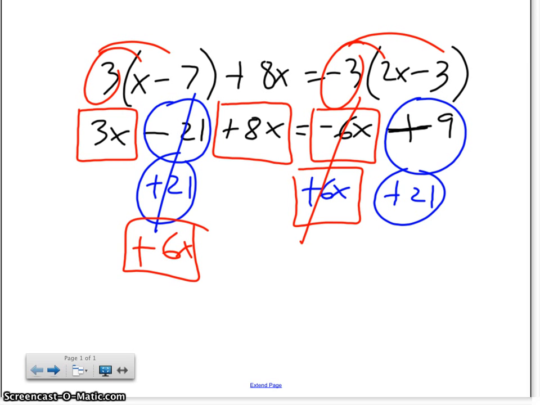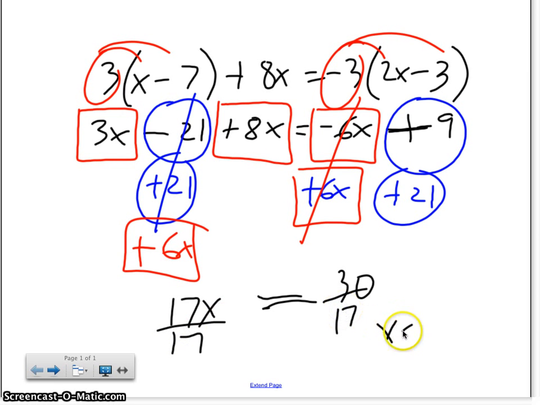All right, but let's put them all together. I have 3x plus 6x plus 8x, which is 17x. On this side, I have 9 plus 21, which is 30. Oh my gosh, is that easy? Yes. And then you divide by 17. X is 30 over 17. How hard is that? I'm doing this at an elementary level, if you notice, but we're solving an equation in algebra.